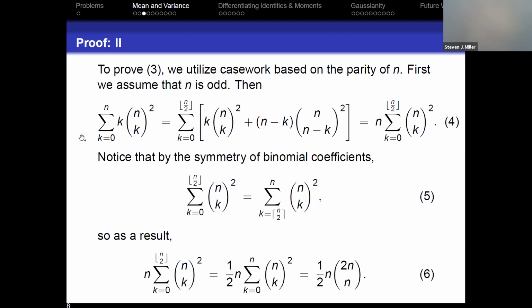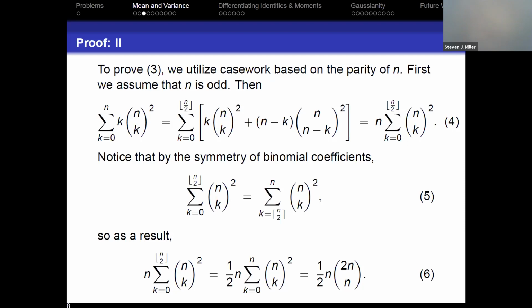If n is odd, then n divided by 2 is a half integer, and so we're not going to worry because that won't be a term. So you have to do the analysis a little bit differently depending on whether it's even or odd. It's not a huge deal.